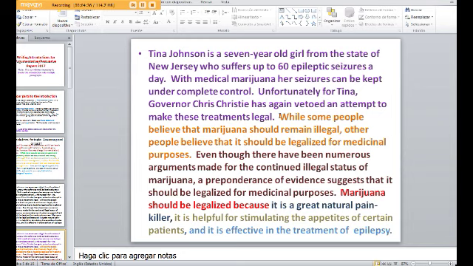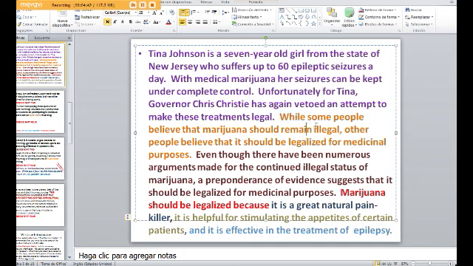Here's part two of the introduction, and as you can see, we used the contrast word while, and there's a comma in the middle. And on either side, you have an expression of what might be the opposite side argument. So basically, we say some people believe that marijuana should remain illegal, and other people believe that it should be legalized, in this case, for medicinal purposes. With the contrast word while, we strike a balance between the two sides, and there's no favoritism.